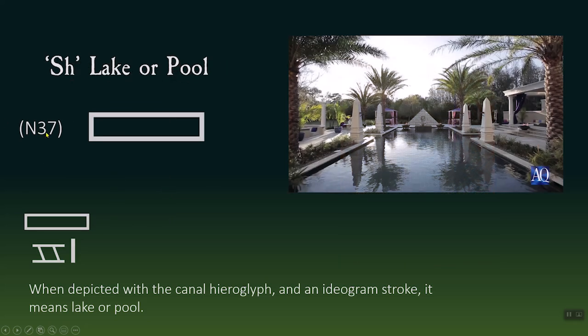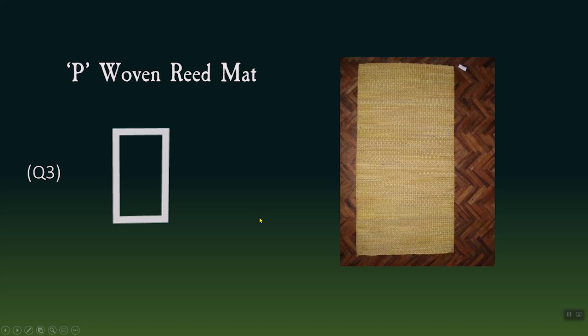Then we have Q3, which is P, a woven mat. You'll see this fairly commonly. Sometimes it can be a little bit difficult. You could confuse it with SH, which is a slightly longer square or a longer rectangle that's meant to represent a pool or a lake, perhaps. And you can see it's representing this over here. And in fact, we know this represents this because sometimes the Egyptians would draw these hieroglyphs in great detail, and we can see that they would draw a reed mat in the place of this square.